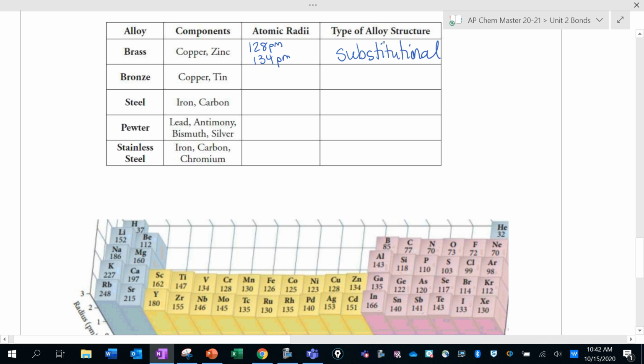Now let's go down and look at steel. Steel has iron right here, which is 126 picometers, but then it's got carbon, which is 77. That's a pretty dramatic difference. Carbon's almost half the size there. So with this combination, you're going to end up with an interstitial, did I spell that right? An interstitial alloy. So that's the kind of thing you want to be able to do here. Use atomic radii to predict which type of alloy will form.